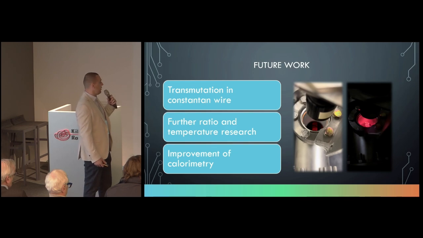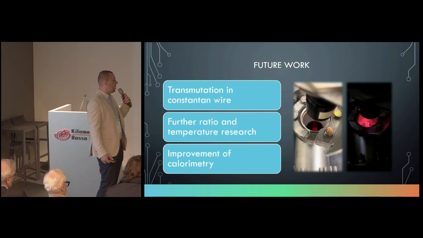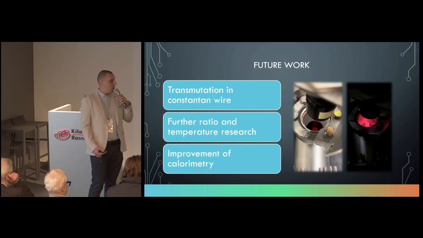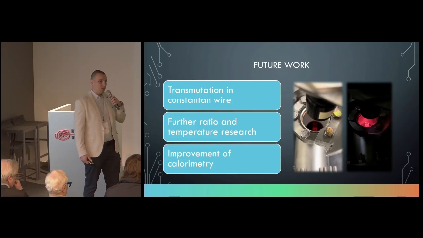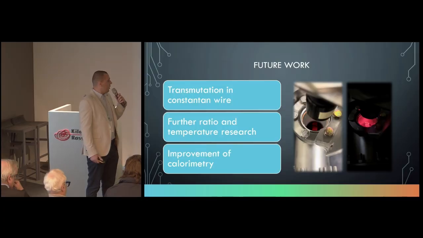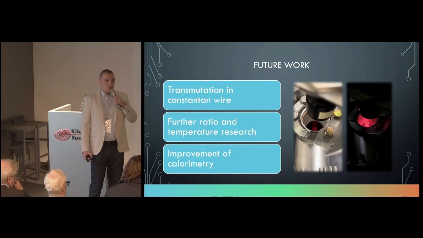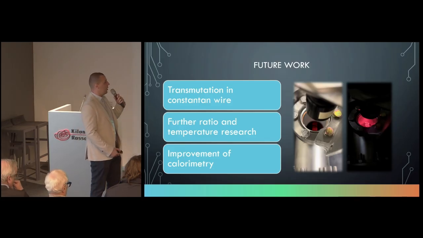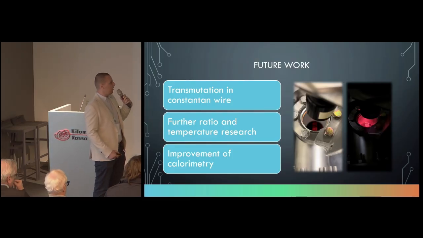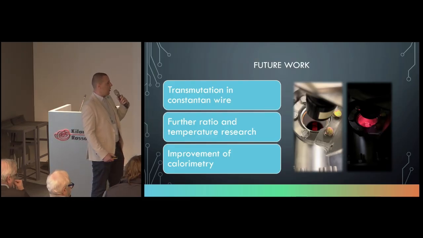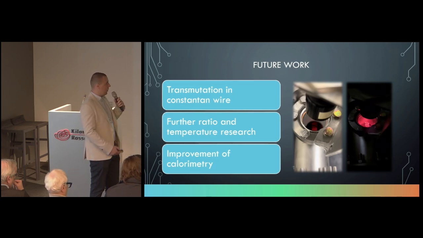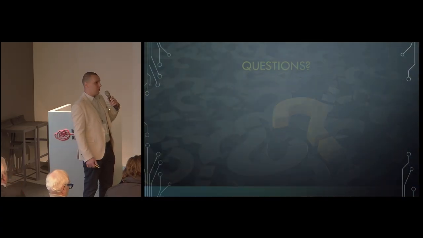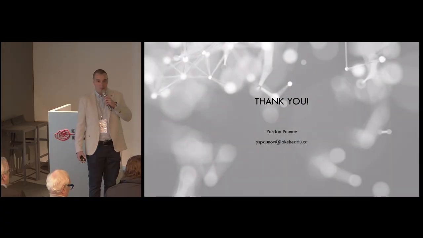For transmutations, we plan to do further ratio and temperature research to get to the point we want of a more stable temperature and the best energy yield. Improvement of the calorimetry is also something we could do better, in my opinion. These are pictures of the Constantan wire, as again no plasma is used. I would gladly answer any questions if present. Thank you very much for your attention.